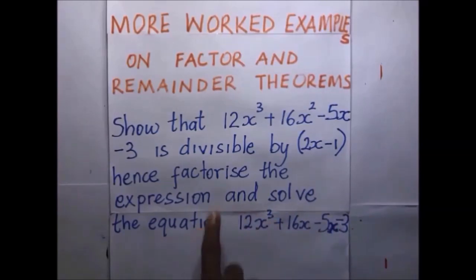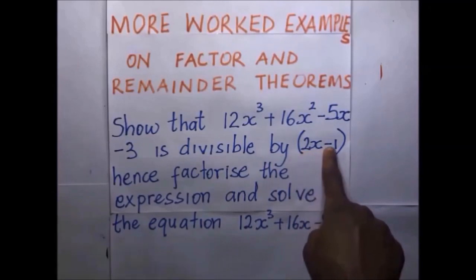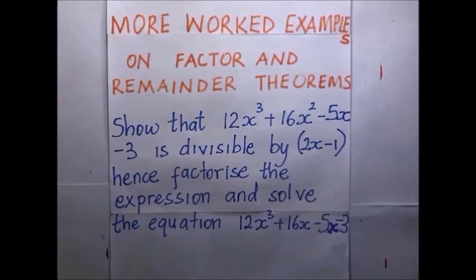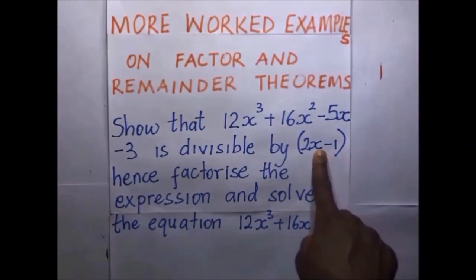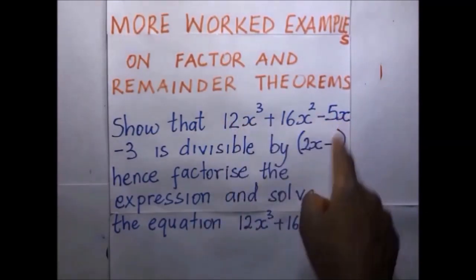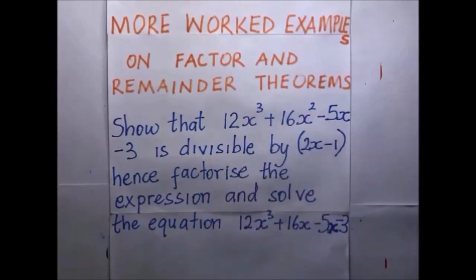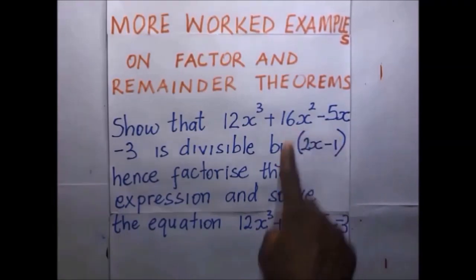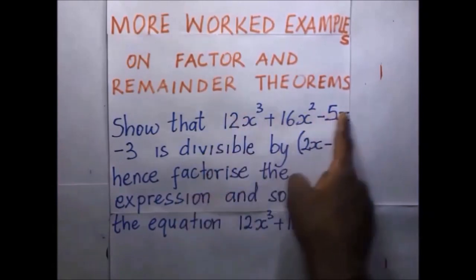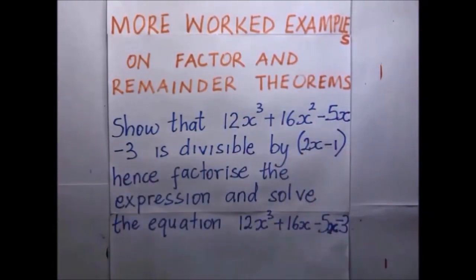So we start. Now for us to show that this 2x minus 1 is divisible by this polynomial, it means that this 2x minus 1 should be equal to 0. We equate it to 0 and we get the value of x by making x the subject of the formula. After making x the subject of the formula, we substitute it into this polynomial, and if when we substitute it in, our answer is 0, then it means that this is divisible by that polynomial, and so we will have shown that this polynomial is actually divisible by 2x minus 1. So we begin.